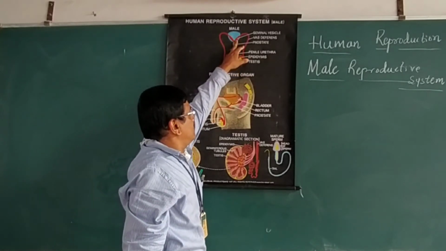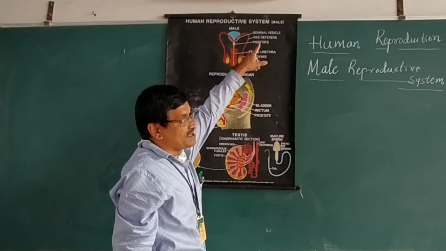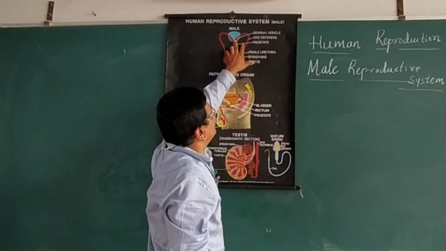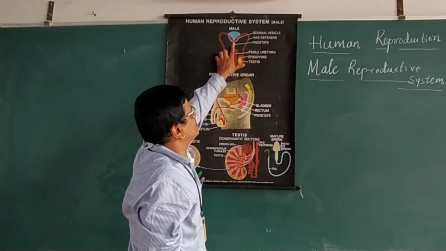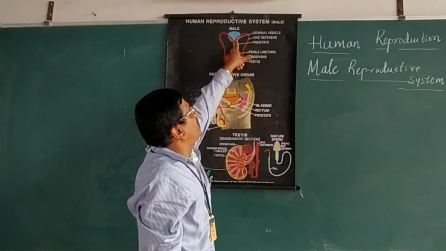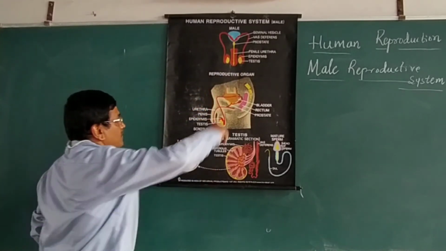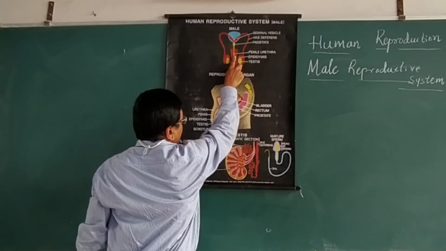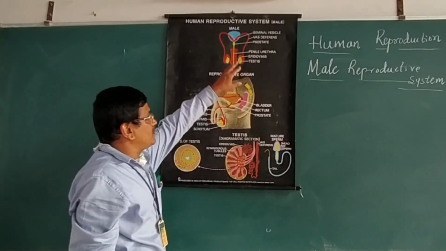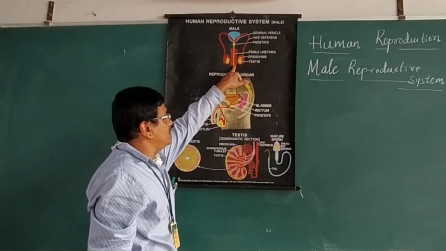And they are connected with the ducts of the seminal vesicle. The seminal duct also comes and joins with the vas deferens, that is the continuation of the epididymis, and later on they continue as urethra. So finally it continues as urethra here.